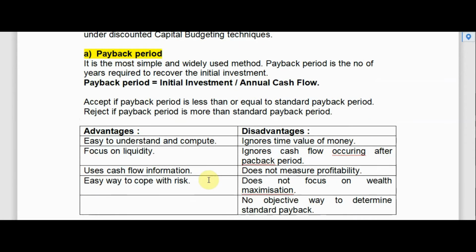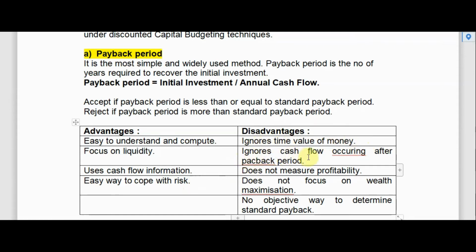What are the advantages and disadvantages? First, the advantages. Payback period is easy to understand and compute. It focuses on liquidity, it uses cash flow information, and it is an easy way to cope with risk. What are the disadvantages? It ignores the time value of money.